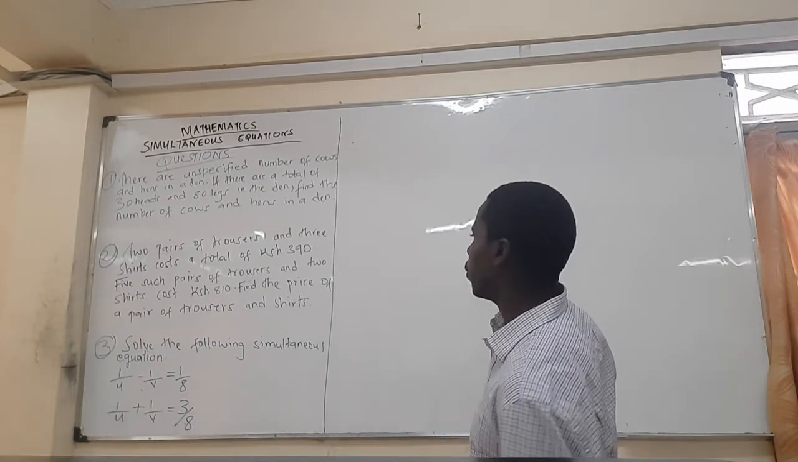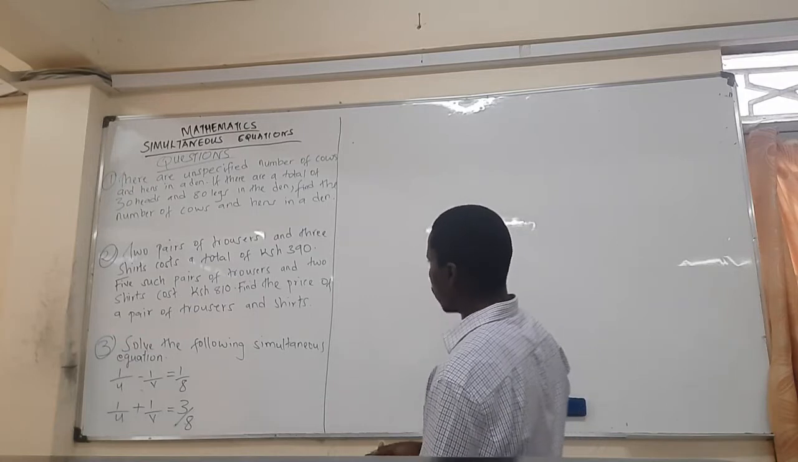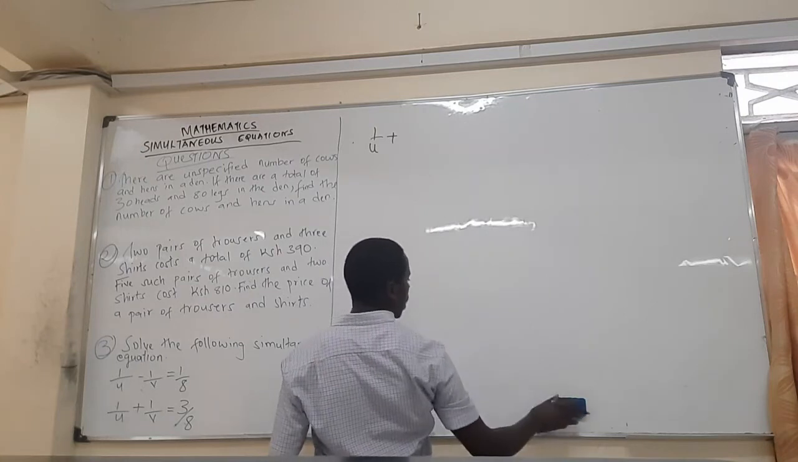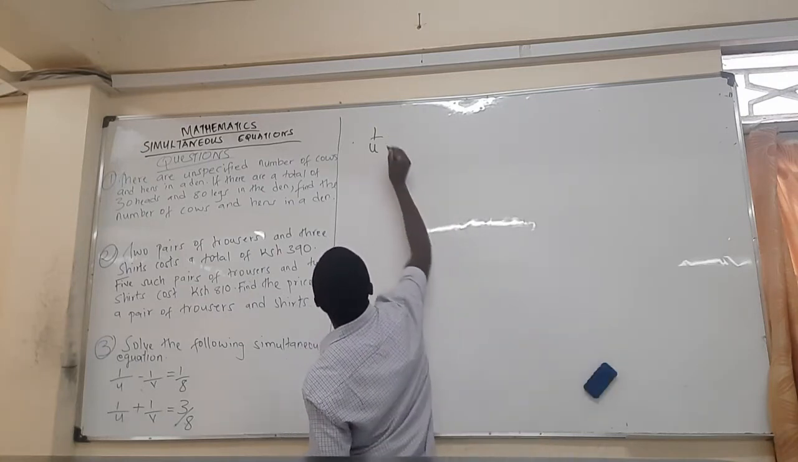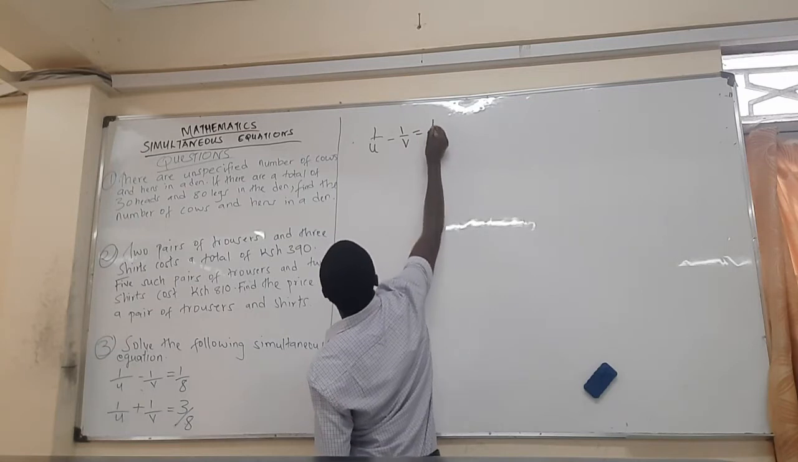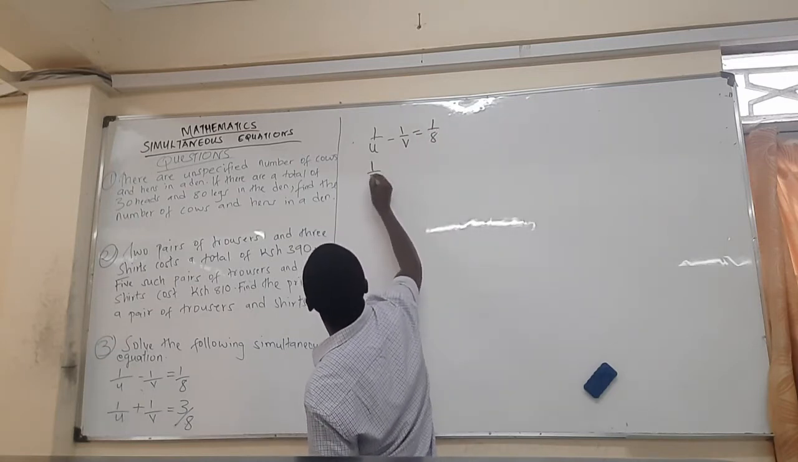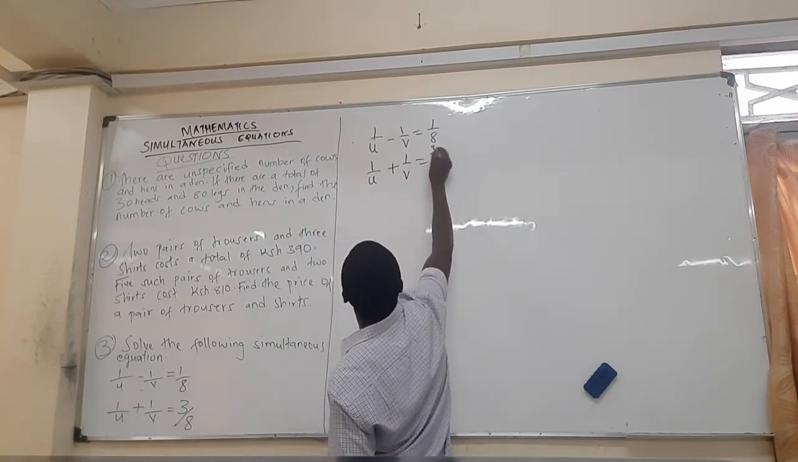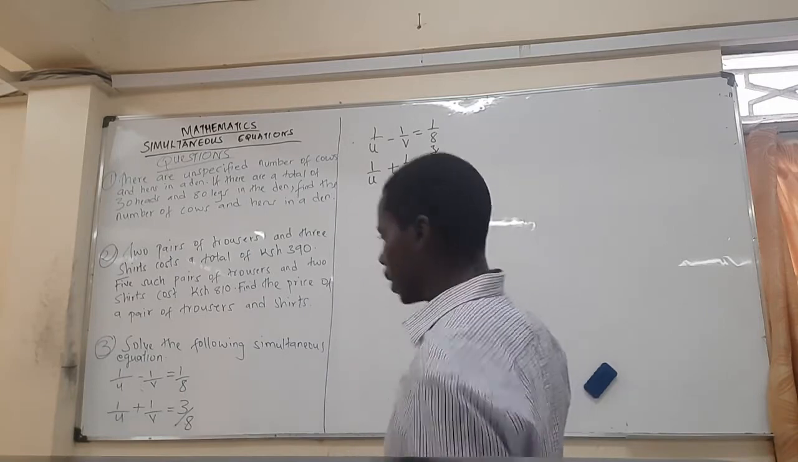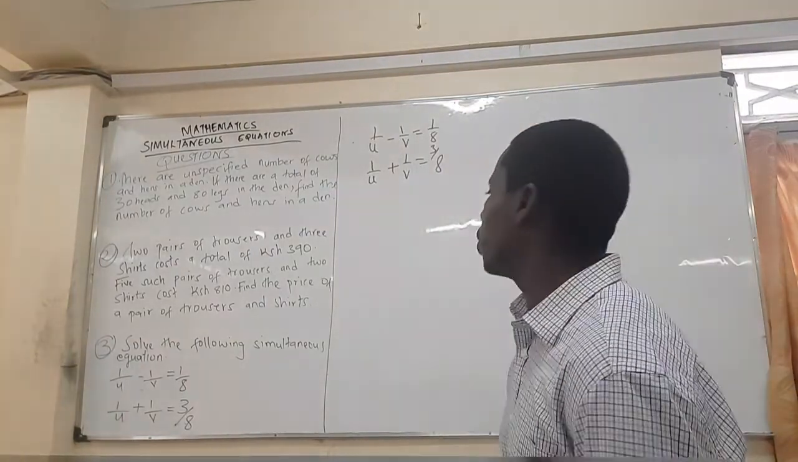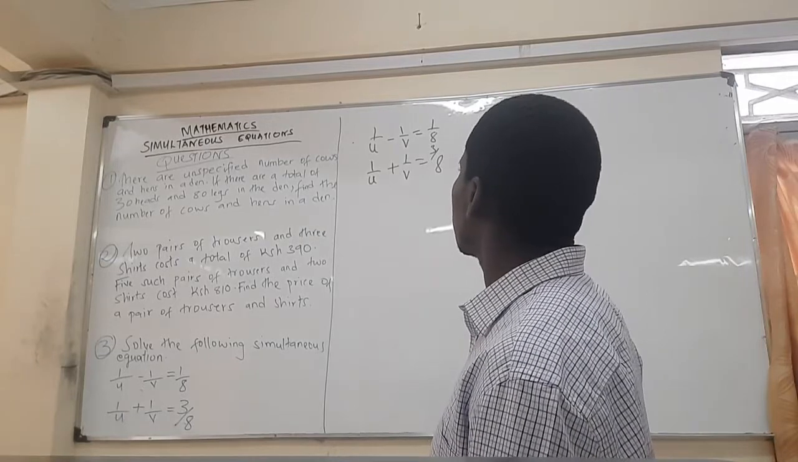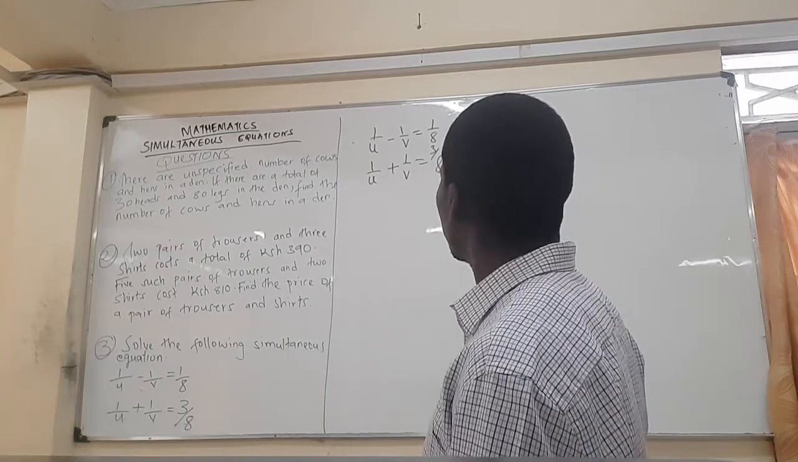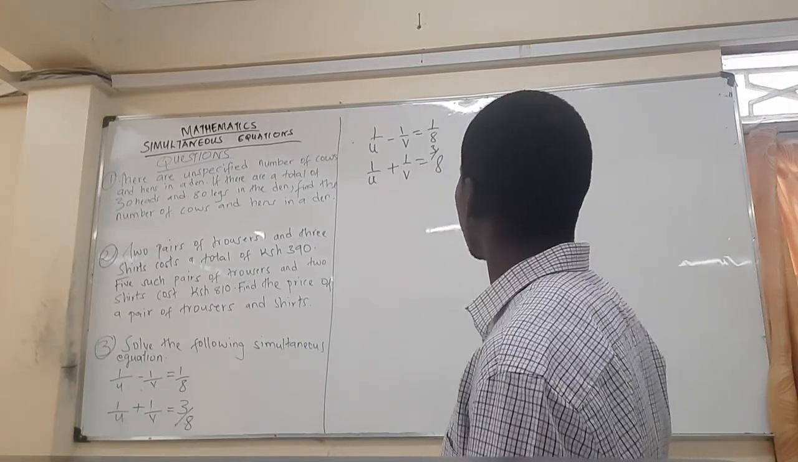So we have to solve the following simultaneous equations: 1 over u minus 1 over v is equal to 1 over 8, and 1 over u plus 1 over v is equal to 3 over 8. So you have to solve that simultaneous equation. You can use various ways to solve that. One, you can remove the fractions by multiplying by the LCM, or you can solve it the way it is. There is no problem working with the fractions.